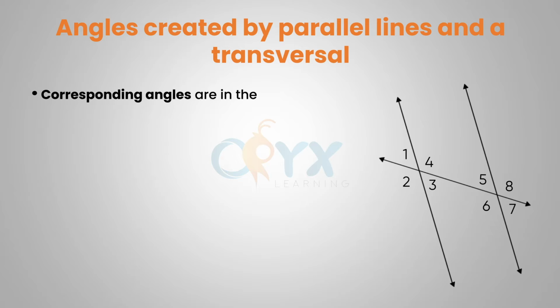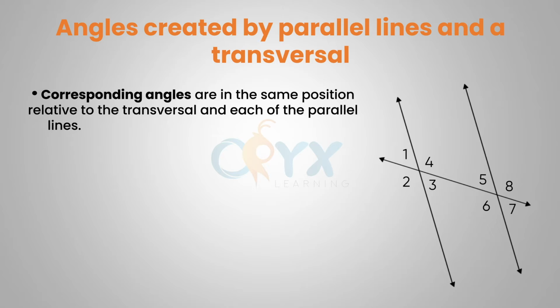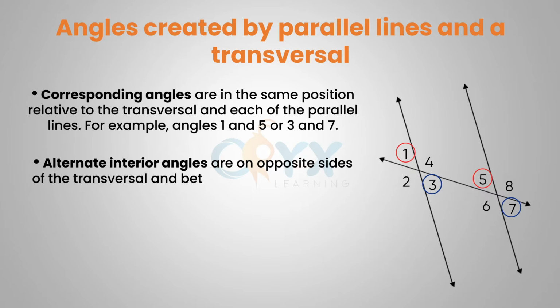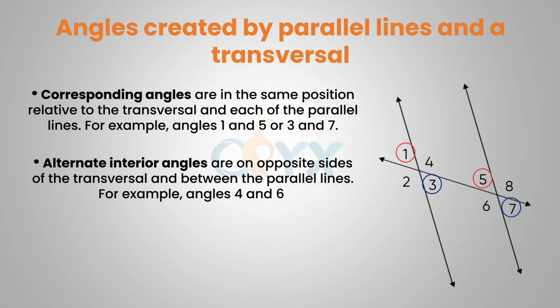Corresponding angles are in the same position relative to the transversal in each of the parallel lines. For example, angles 1 and 5 would be corresponding angles, and angles 3 and 7 would also be corresponding angles. Alternate interior angles are on opposite sides of the transversal and between the parallel lines. In the diagram, we can see that angle 4 and 6 would be alternate interior angles.